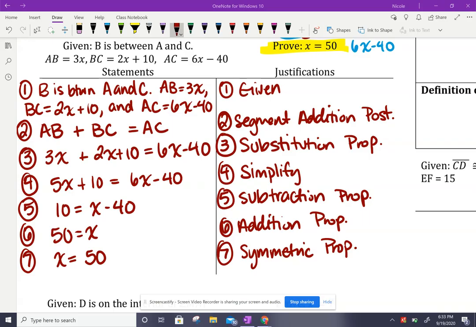So that is segment addition postulate. Next, we are going to look over the angle addition postulate.